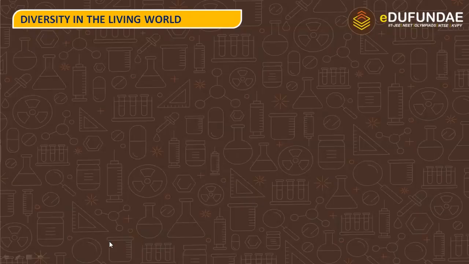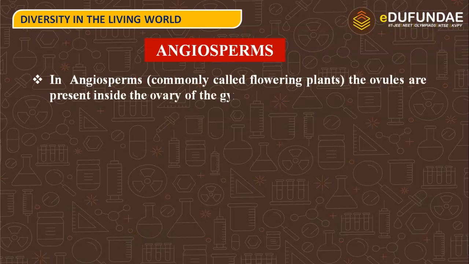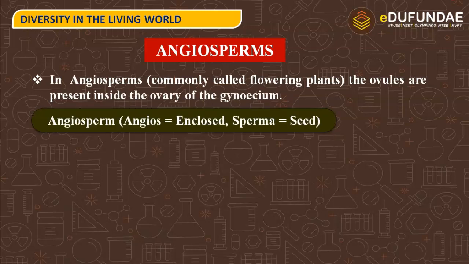I am your mentor for the topic Angiosperms from the plant kingdom. So what are angiosperms? In angiosperms, commonly called the flowering plants, the ovules are present inside the ovary of the gynoecium. When we split the term angiosperm, angios means enclosed and sperma means seed. So the seeds are enclosed in angiosperms. Basically, the covering of the seed is the ovary, and the ovary is a structure that we find in the flower. So these are the flowering plants.